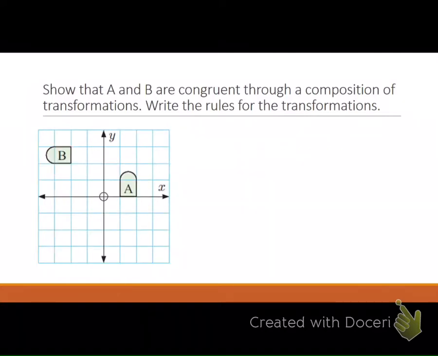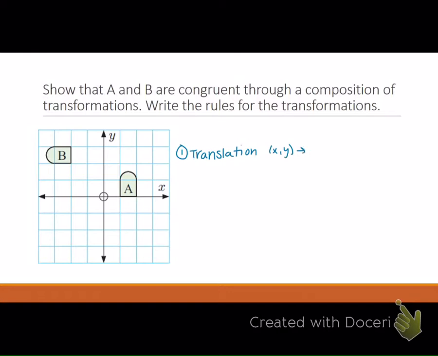Okay, Mariah, we need to map A onto B to show that it's congruent. What would you do first for this one here? Translation. Where? Up 2. You want to translate it up to? Anything else? Just up 2? Yeah. Okay, so how would you write that as the rule? (x, y plus 2). Okay, so we're going to try this first. So we're going to move everything up 2.